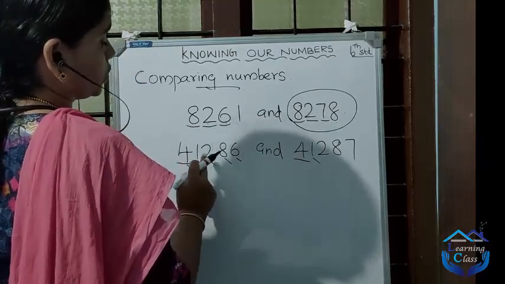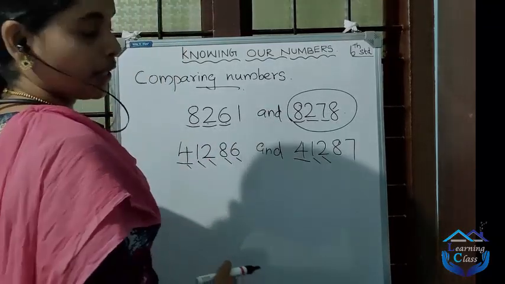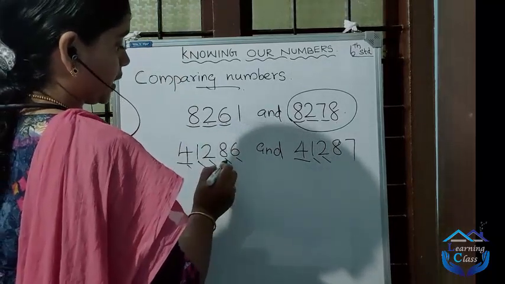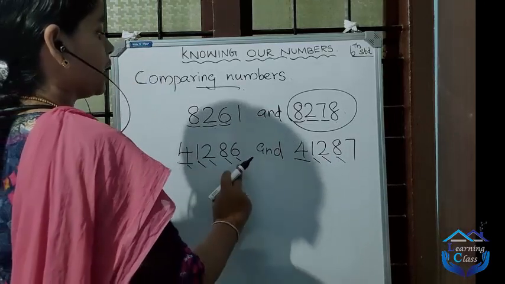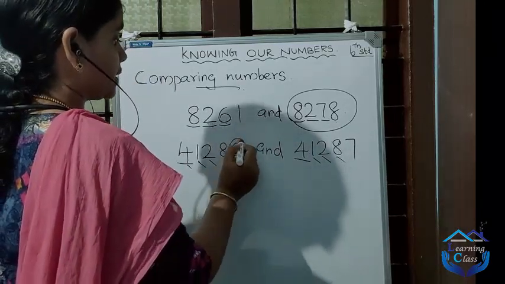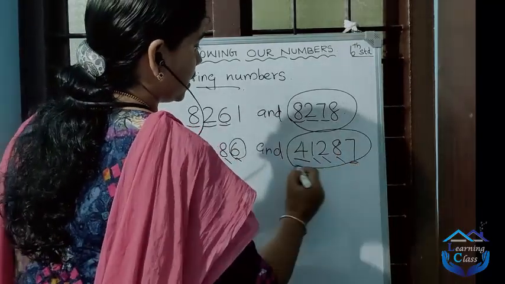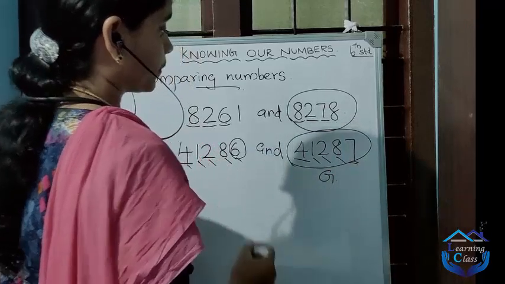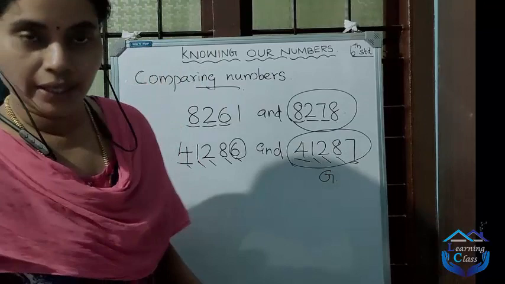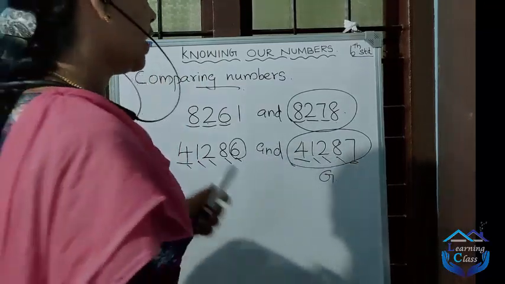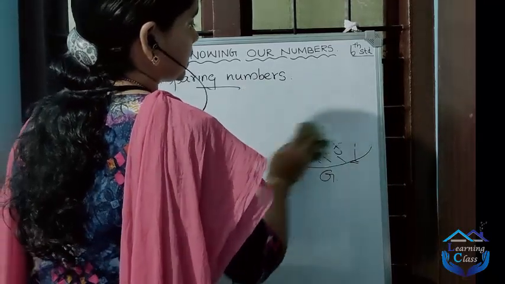Then move on to the hundreds place. Here 2. Here also 2. Then move on to the tens place number. Here 8. Here also 8. Then what we will do? We want to check the last one, ones place. Here 6 and here is 7. So normally this is the greatest number. Clear? Did you understand how to find the greatest number having the same number of digits?